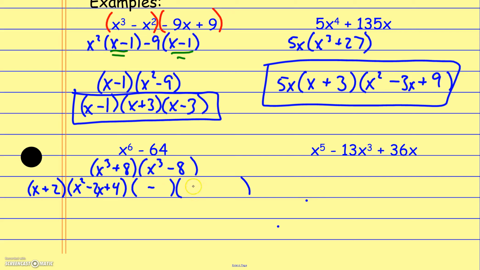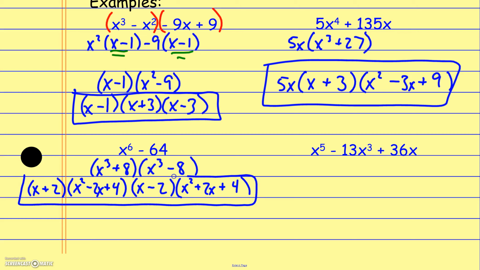For this one, same opposite, always a plus. When I take the cube root, it gives me x and 2. When I square that x, it gives me x squared. When I square the 2, it gives me a 4. When I multiply the 2, it gives me 2x. And so now this thing is factored completely. I can't factor those trinomials any further. So that's it for this one. Okay, so we've got to keep looking for things that we can factor until it's factored completely.